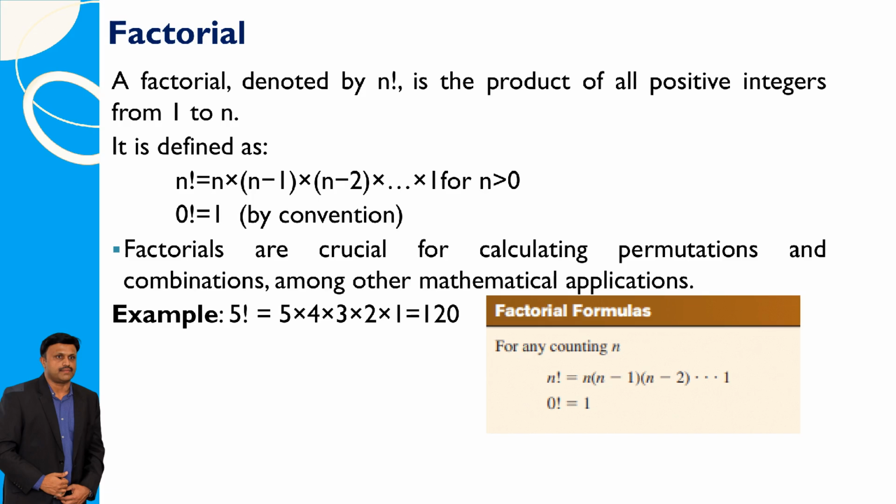A factorial, denoted by n!, is the product of all positive integers from 1 to n, defined as n! = n times (n minus 1) times (n minus 2) times ... times 1 for n greater than 0, with 0! defined as 1 by convention. Factorials are essential for computing permutations and combinations, as well as other mathematical applications. For example, 5! equals 5 times 4 times 3 times 2 times 1 equals 120.